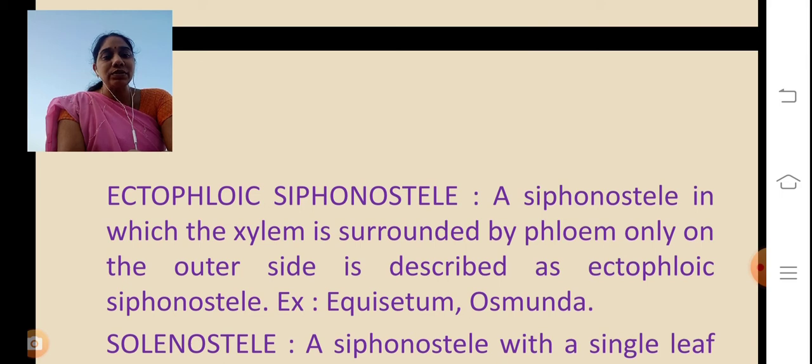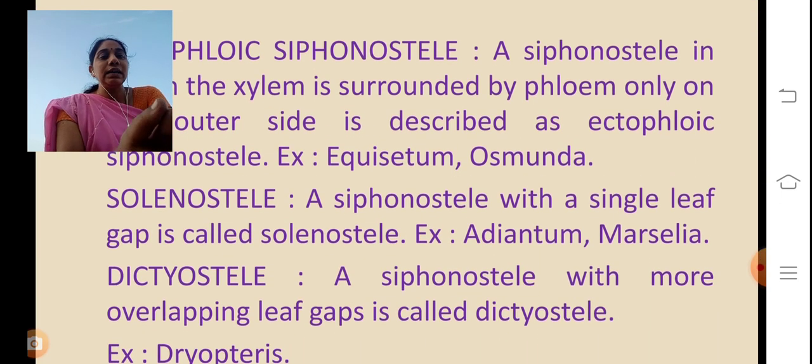Because it is a siphonostele, there is a parenchymatous pith at the center. So ectophloic means phloem on outer side. So the siphonostele in which the xylem is surrounded by phloem only on outer side is described as ectophloic siphonostele, which is present in Equisetum and Osmunda. So these are all pteridophytes. Solenostele: a siphonostele with a single leaf gap is called solenostele.